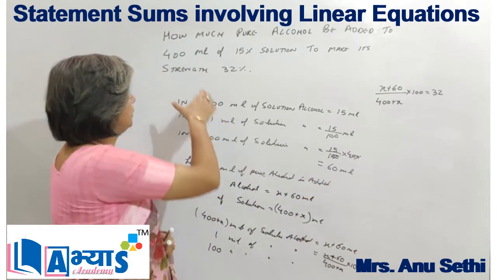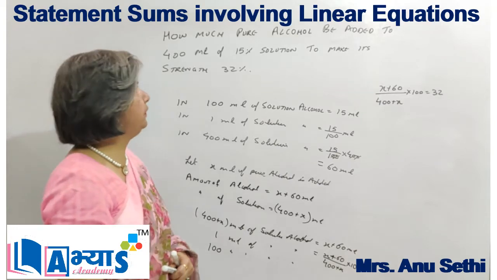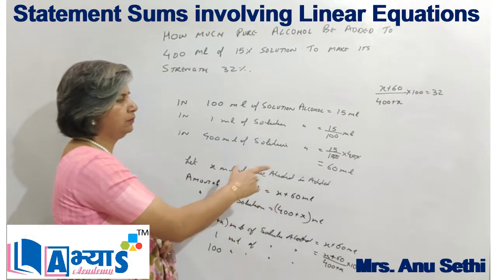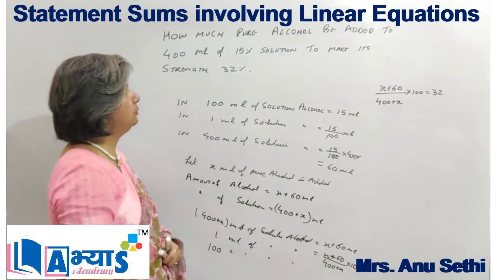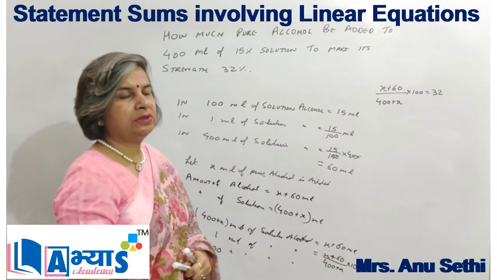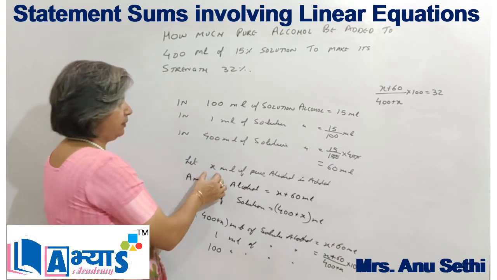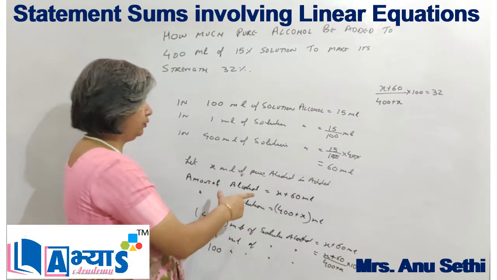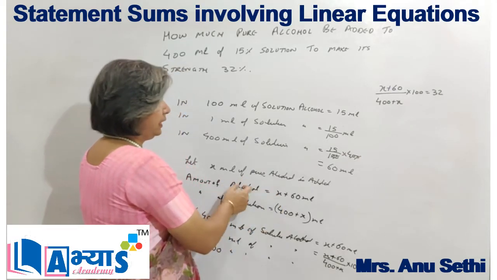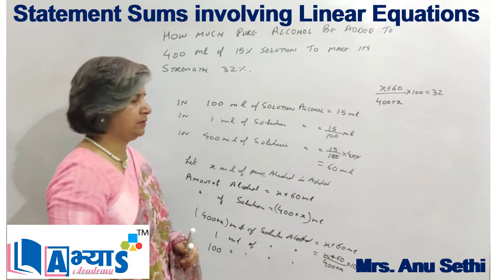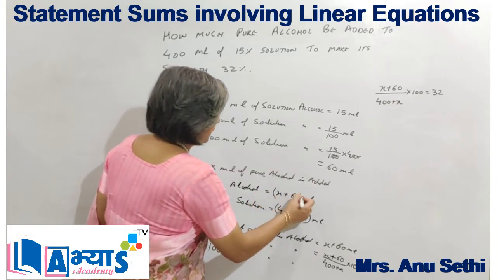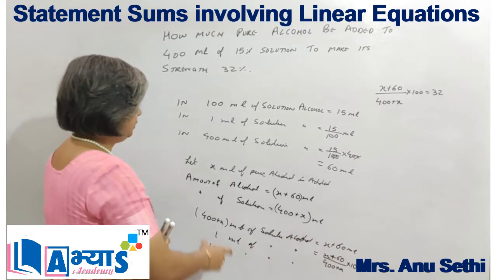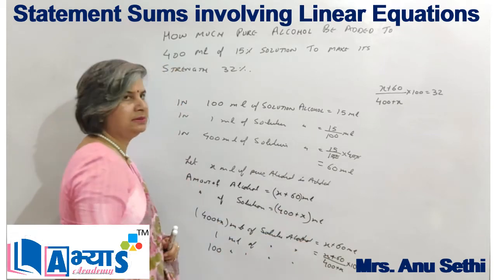That means if I have a solution of 15% alcohol, 400 ml of that solution will have alcohol equal to 60 ml. Now we have assumed that we have been given as to how much alcohol is to be added. Let us suppose x ml of pure alcohol is added. Now as the x ml of pure alcohol is added, the new amount of alcohol will be x that we have added and 60 that was present. It will become x plus 60 ml. Now as x ml of alcohol is added, the amount of solution has also increased. Now the amount of solution will be 400 plus x ml.